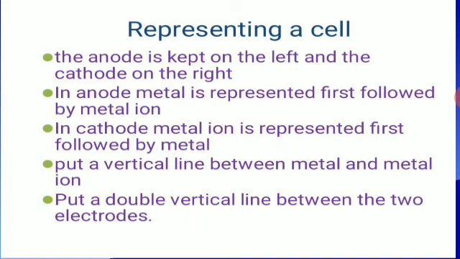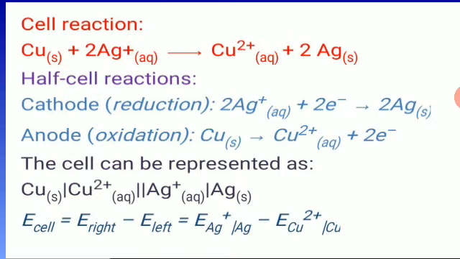To represent a cell, the anode is kept on the left and the cathode is on the right. In anode, metal is represented first followed by the metal ion. In cathode, metal ion is represented first followed by the metal. But put a vertical line between the metal and the metal ion. Put a double vertical line which represents the salt bridge between the two electrodes. So in this way we can represent the cells.